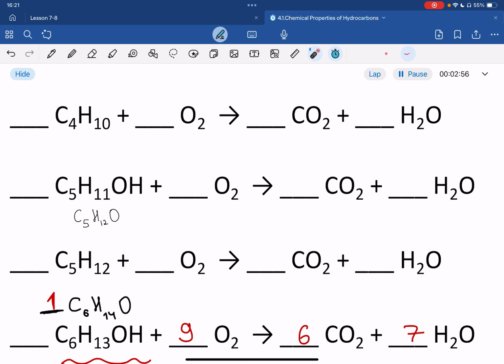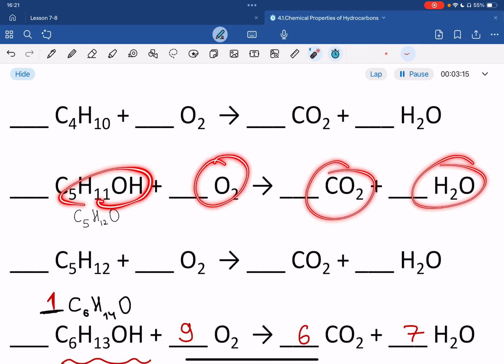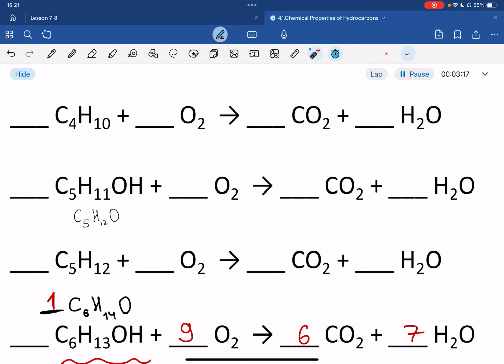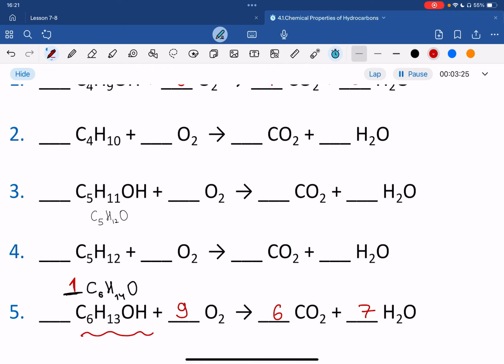So let's see how we should balance this one. Always remember to start with the element that is only in two different molecules. For example, carbon is in here and carbon is in here. If I write 1 in here, we know that I have to write 5. If I write 2 in here, I have to write 10 in here. But oxygen is within 4 different molecules, so it's going to be quite difficult to start balancing oxygen first. So let's start balancing carbon first. We have 5 carbon on the right and 1 carbon on the left. So let's write 5 in here. And I always write 1 so I know that this is already balanced.